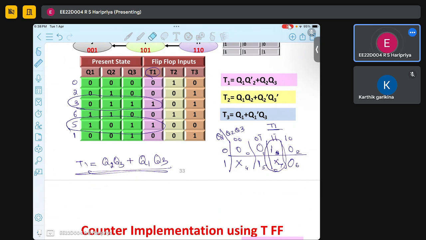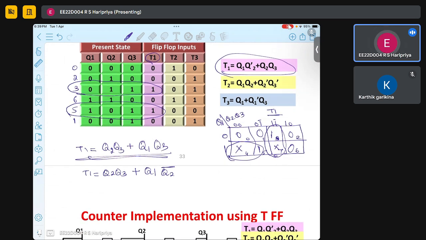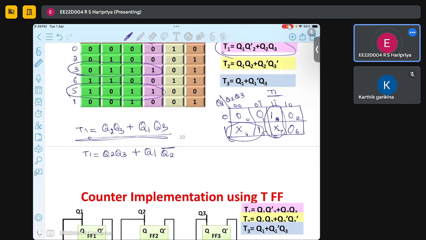If I form a group like this, then what will be T1? Q2, Q3 will remain the same, plus Q1 and Q2 complement. That's the equation given here. It can be the solution. Like we have the known case and also the K-map, it's not always giving a unique solution, that you have to see. So it's Q3, Q2, and Q2.